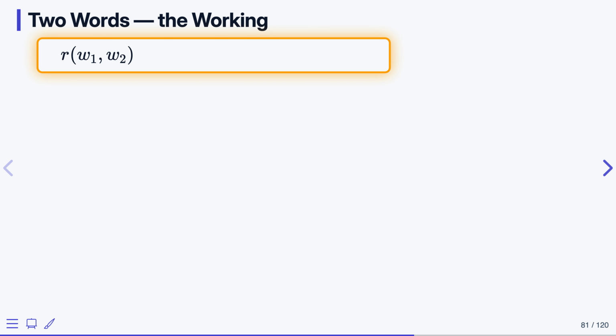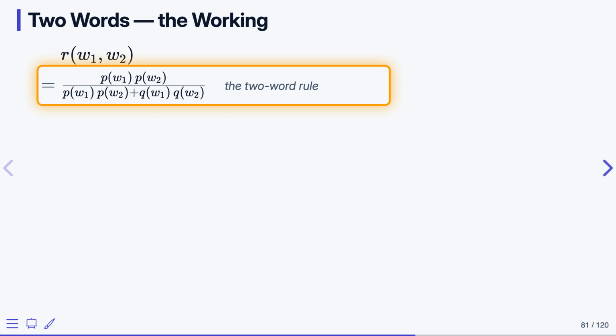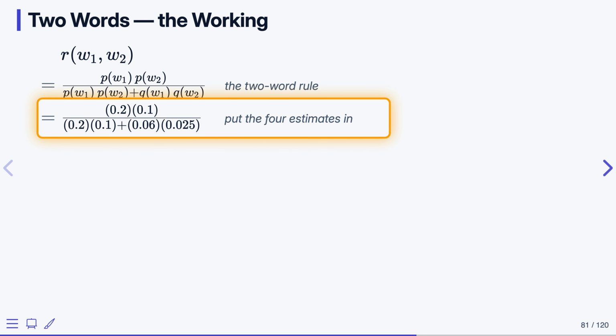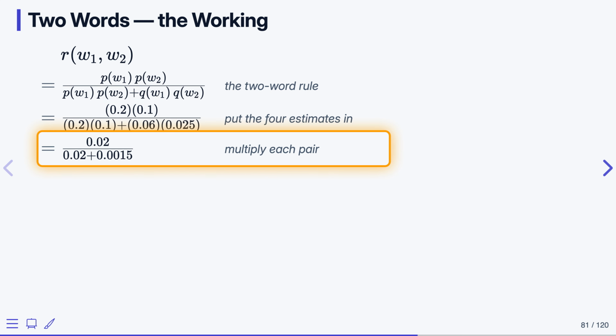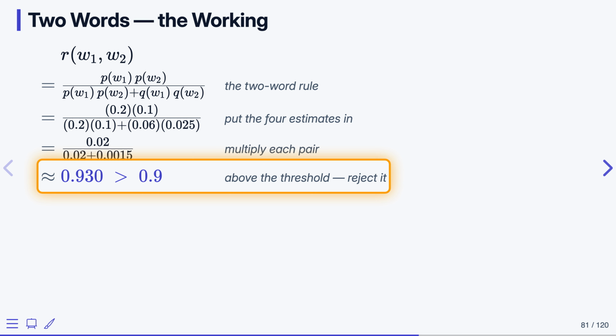We want the two-word score. The rule multiplies the spam estimates on top and adds the good email product on the bottom. Put the four numbers in. Multiply each pair. 0.2 times 0.1 is 0.02. 0.06 times 0.025 is 0.0015. Divide. The score is about 0.930, which is above our threshold of 0.9, so we reject this message too.